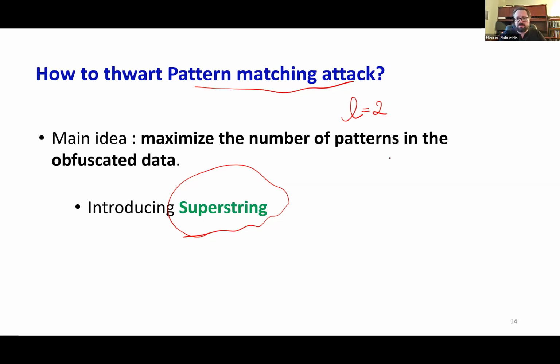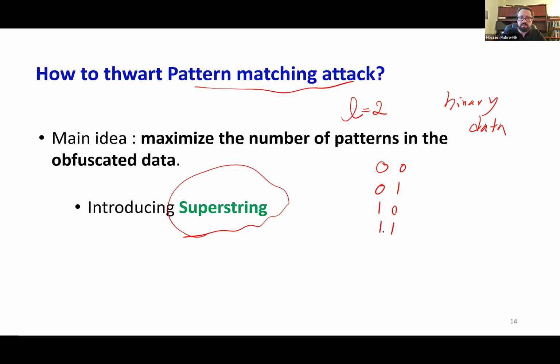So how many patterns can I have of length 2? Let's say the data is binary. So binary data. Essentially, you have 4 possible patterns: 0, 0, 0, 1, 1, 0, and 1, 1.